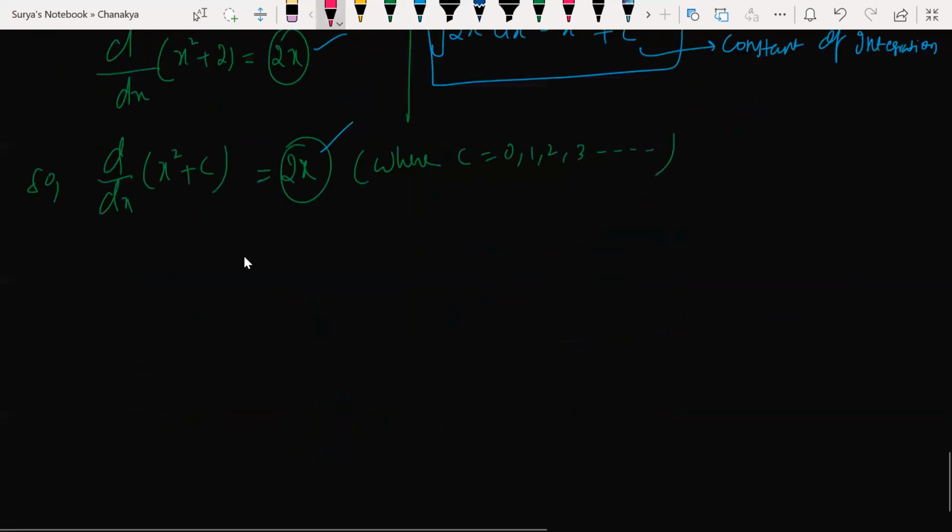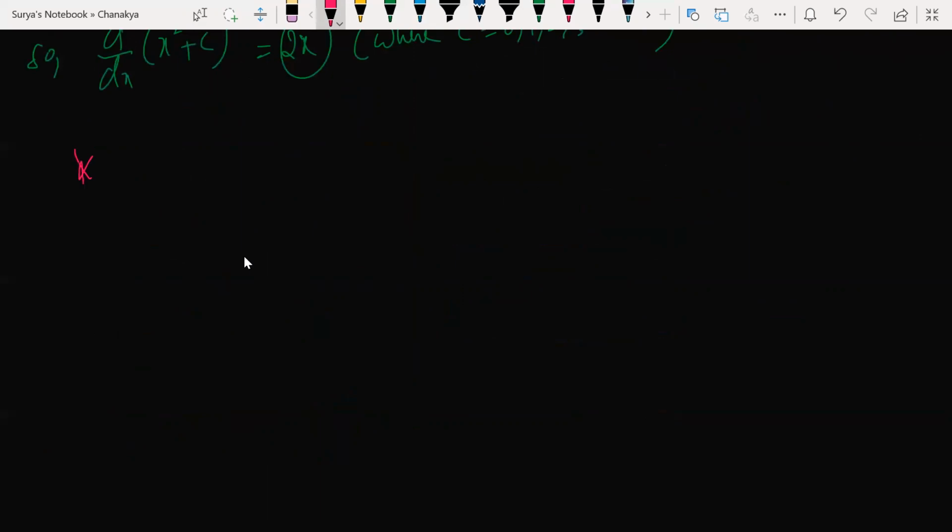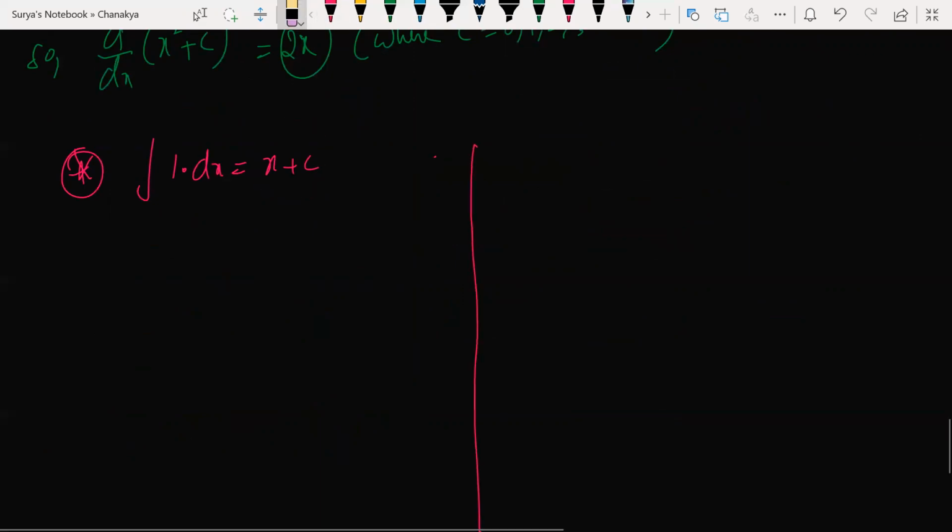Look at this. I was giving you one question, right? What was that question? Integral of 1 into dx is equal to x plus c, I told you. Now similarly, look at this here. I told you that if I differentiate this, I must get this. If I differentiate this, d by dx of x plus c is equal to what? 1 or not?